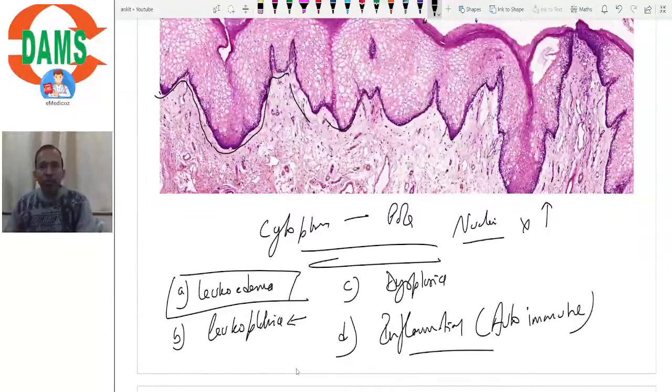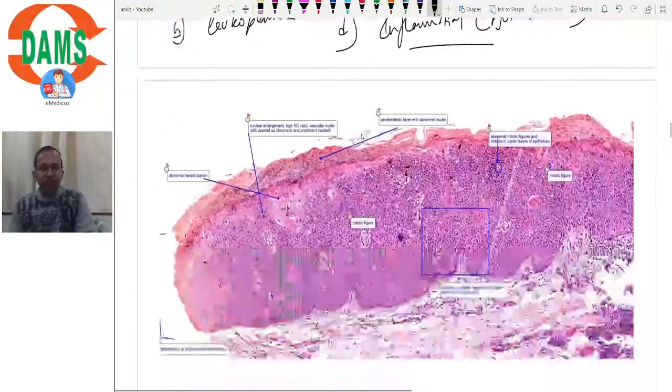Dysplasia anyways is ruled out because there is no dysplasia in the epithelium anywhere. And inflammation, autoimmune, there is no inflammatory cell aggregate in the connective tissue, right? There is no inflammatory aggregate in the connective tissue. तो इस तरीके से आप correlate कर सकते हैं, right?